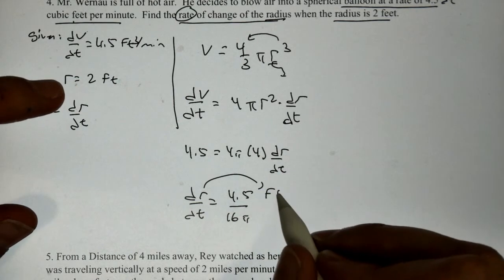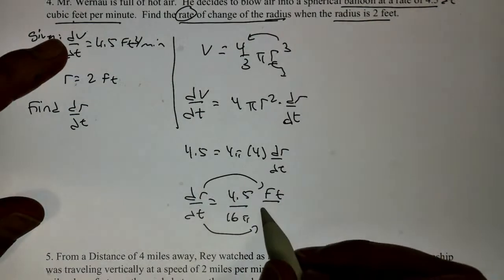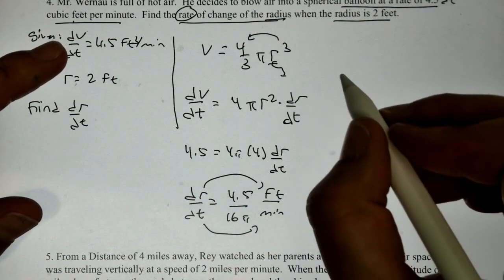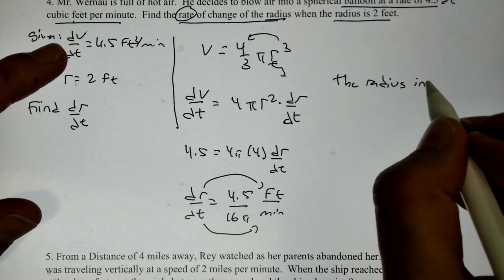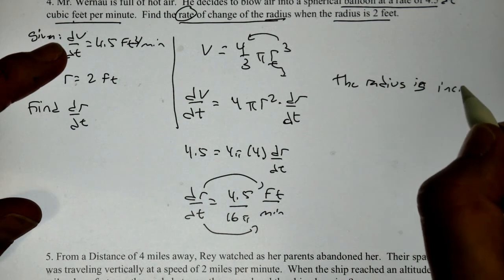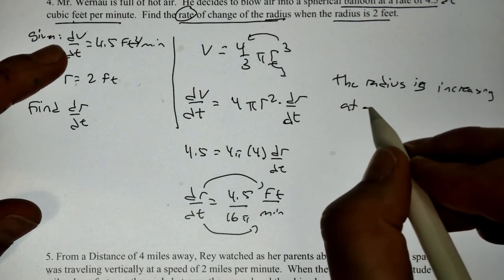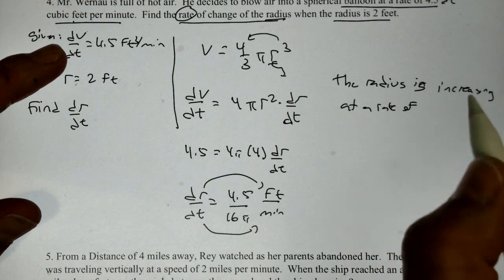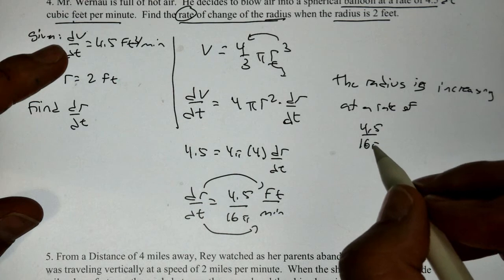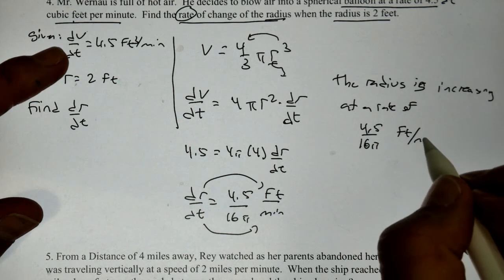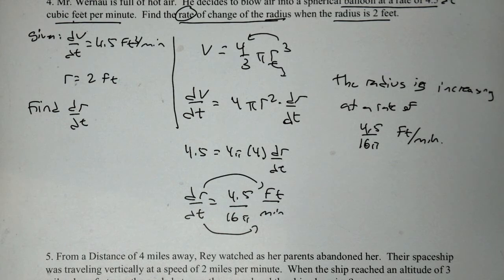It's a single unit. Time is, in this case, minutes, so feet per minute. So we would say that the radius at this point is increasing, spell it out, at a rate of 4.5 over 16 pi feet per minute. And there's your answer. Easy peasy.